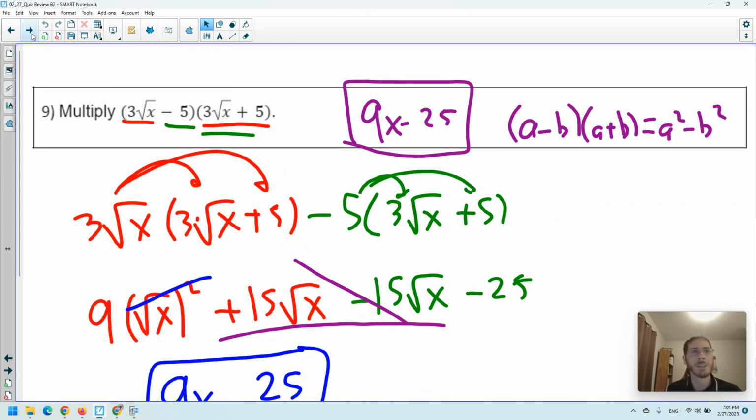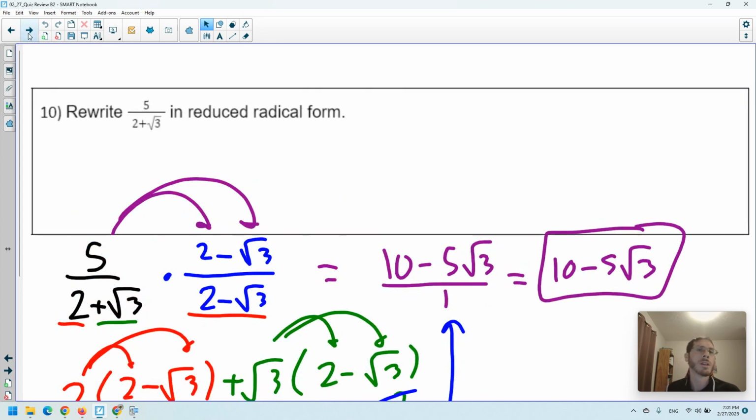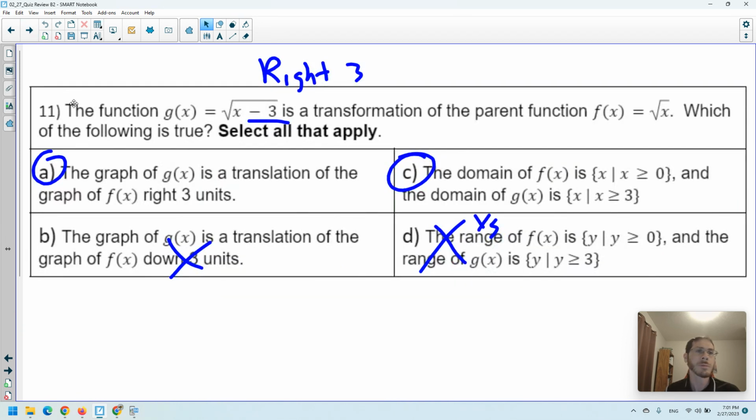9 for multiply. Again, we can't really do much. This is just a double distributive. Can't really do that with the calculator. Rewrite in reduced radical form. So unlike when you had the i's, where you could just type in the first fraction times the complex conjugate, you really can't with this one, because our answer is going to give us a nonsensical decimal if we try to do that in the calculator. So that doesn't help out.